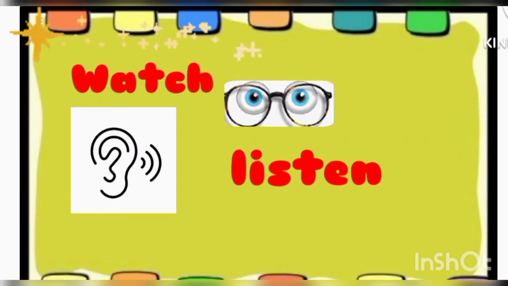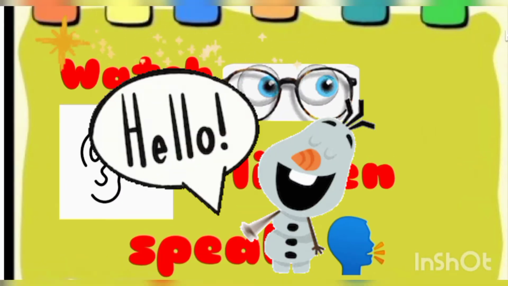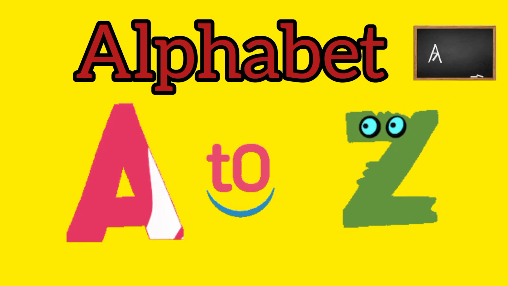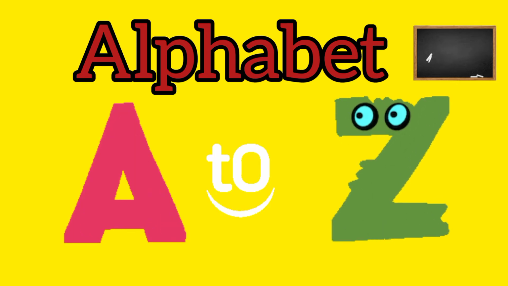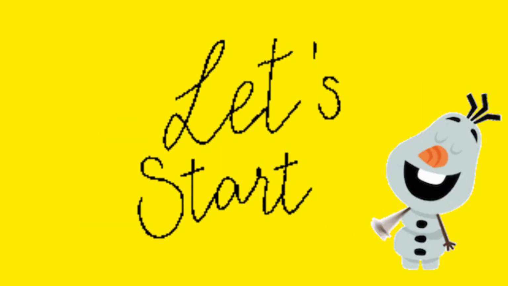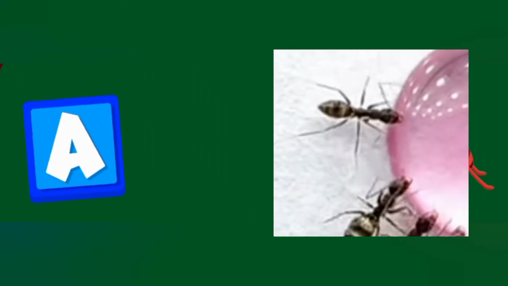Watch, listen, speak. Hello. Today we learn alphabets A to Z. Let's start. A. A is for ant. Ant.